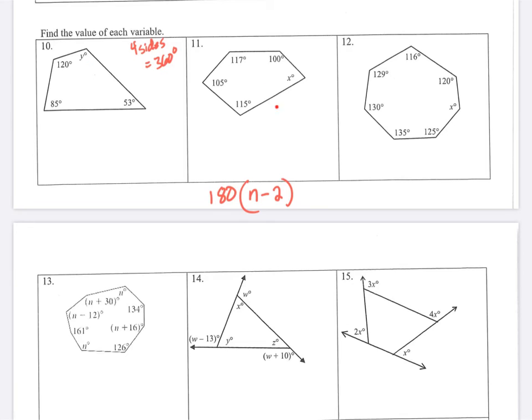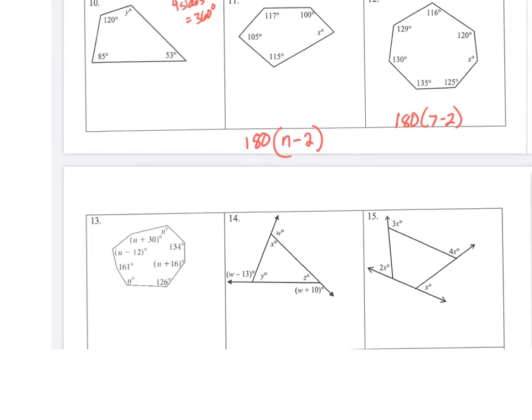This is a pentagon, right? 1, 2, 3, 4, 5. So this has 5 sides. So you can plug a 5 in here. 5 minus 2 times 180, that's 540. So again, you do 540 minus all of those. And you can use the same thing here. This is a 7-sided, a heptagon. 1, 2, 3, 4, 5, 6, 7. So you would substitute a 7. You go 180 times 7 minus 2. Get what the total sum is. Subtract out all these, get x.